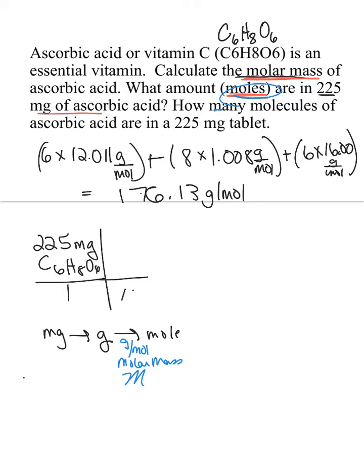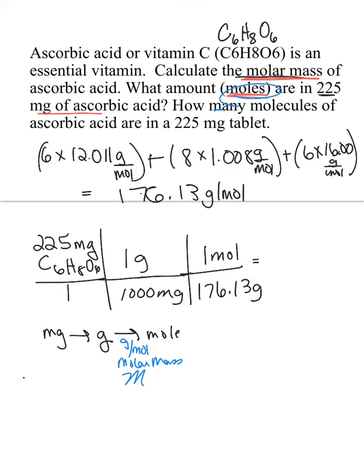Okay, so for 1,000 milligrams, we have 1 gram. And for 176.13 grams, we have 1 mole. And so then if we take 225, divide by 1,000, divide by 176.13, we get 1.28 times 10 to the negative third mole of ascorbic acid.